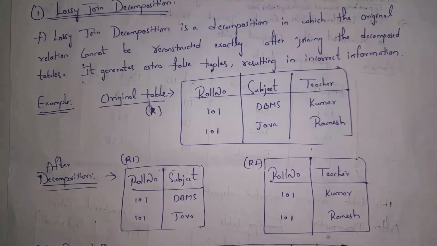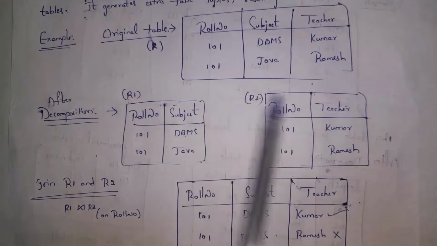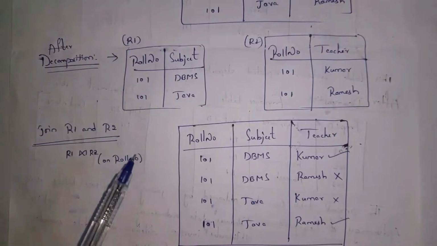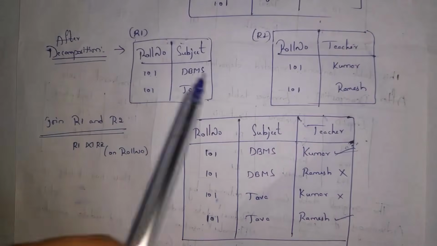So he will reconstruct in the wrong way. Reconstruction can be done by using the same column names, by using the common column, that is the roll number column. So a join operation will be performed on R1 and R2. At first he will take the first row, which is selected from table R1.